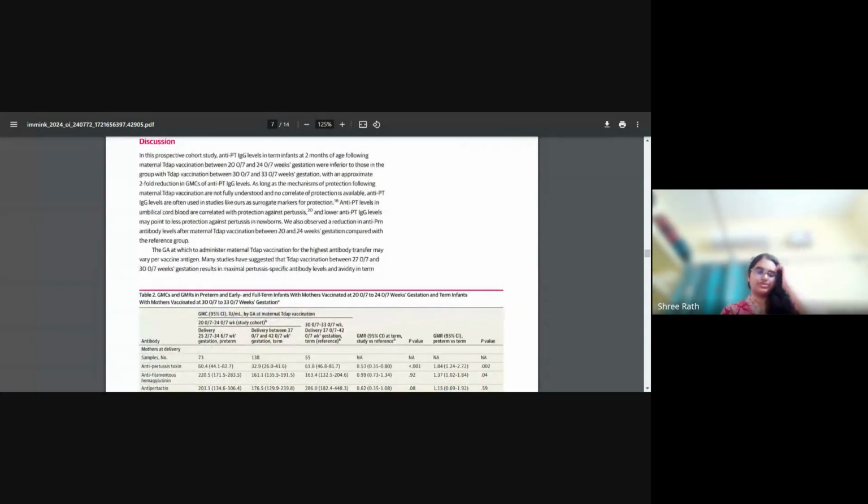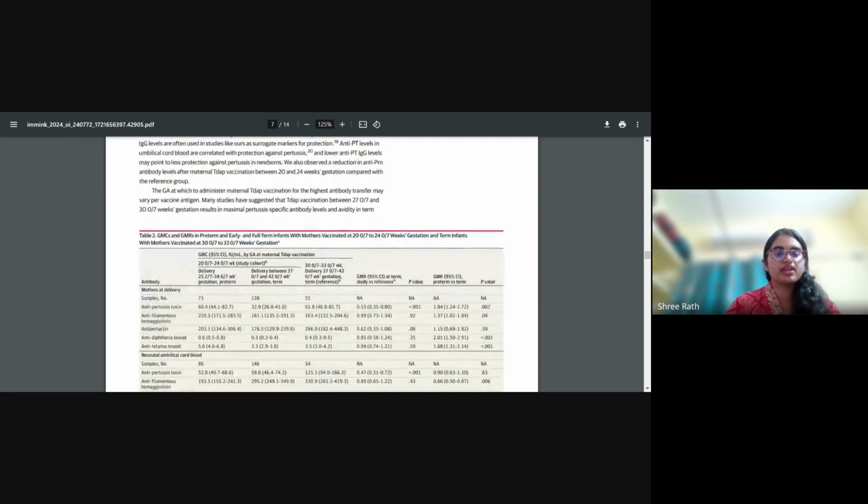And then the discussion. In the first paragraph of the discussion, they state their findings. They observed a reduction in anti-PRN antibody levels. The anti-PT levels in umbilical cord are correlated with protection against pertussis. Again, if you see here, there aren't many numbers. They're just speaking in general. They're not exactly citing the exact numbers that they got in their results.